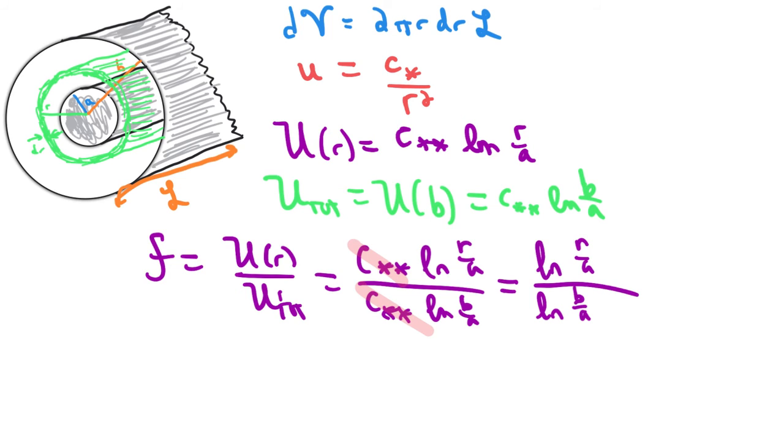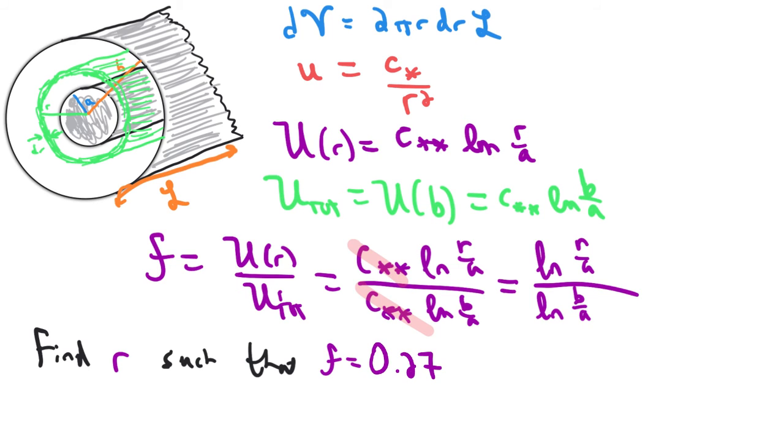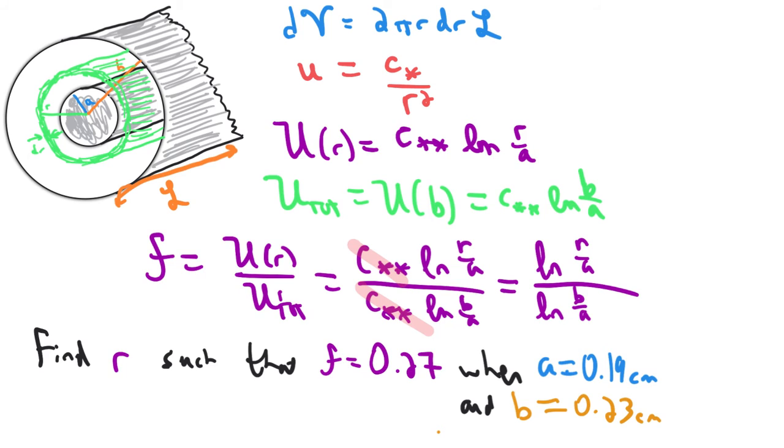Anyway, so then our original problem becomes, let's put it this way, find r such that f equals 0.27 when A equals 0.19 centimeters, and B equals 0.23 centimeters. I mean, I guess I could have written that originally. That was what we were saying. But now we have this fraction, so we could do it.